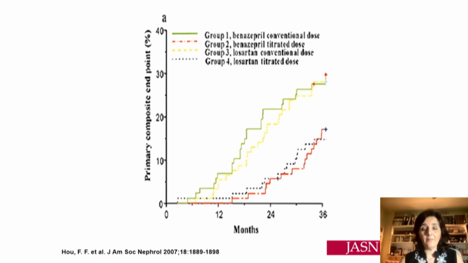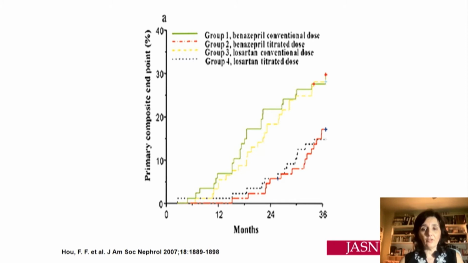The primary endpoint was time to the composite of a doubling of the serum creatinine, end-stage renal disease or death. Compared with the conventional doses, optimal antiproteinuric doses of benazepril and losartan that were achieved throughout up titration were associated with a 51 and 53% reduction in the risk of primary endpoint.